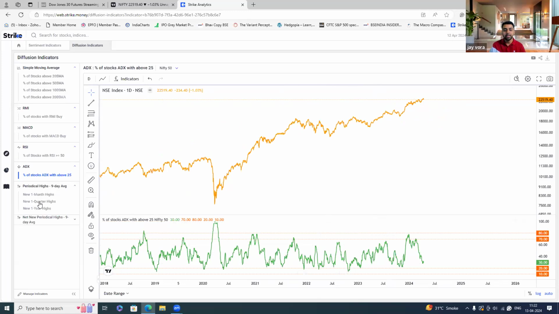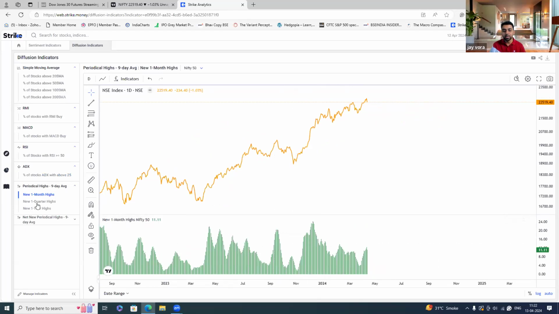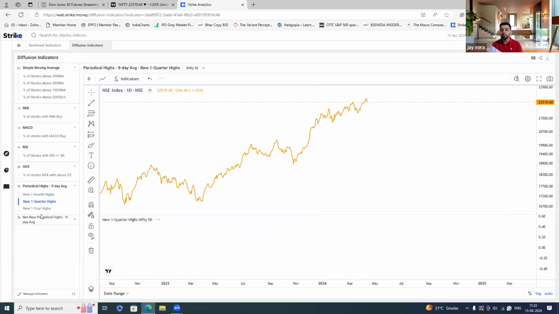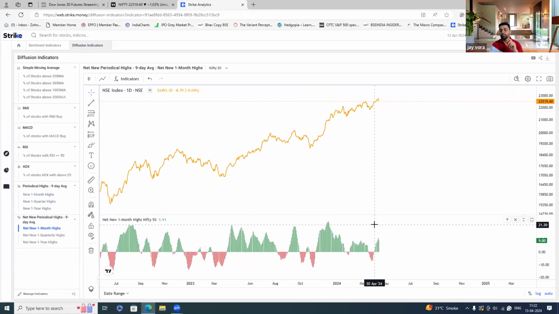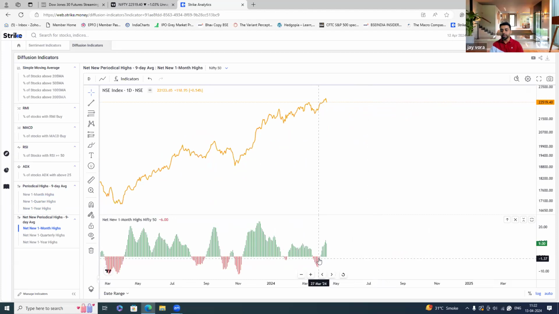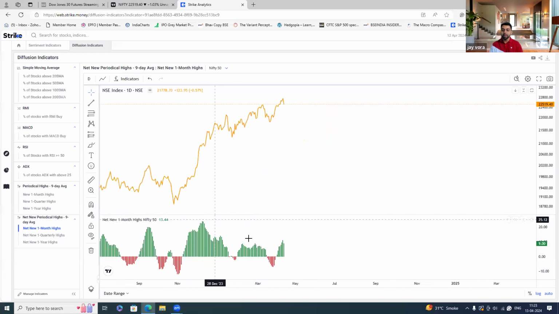And then what we plot over here is a nine-day average of stocks which are hitting a new 1 month high, new 1 quarter high, new 1 year high. In net, we plot the highs and the lows as well. So say for example, if there are 10 stocks which are making highs, but there are 12 stocks which are making lows, this reading will go red, and it will tell you -2. But -2 will be that day's reading, so obviously we smoothened it by the 9-day average. That's where you understand how the breadth is.